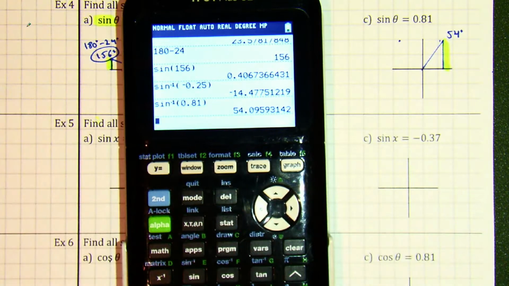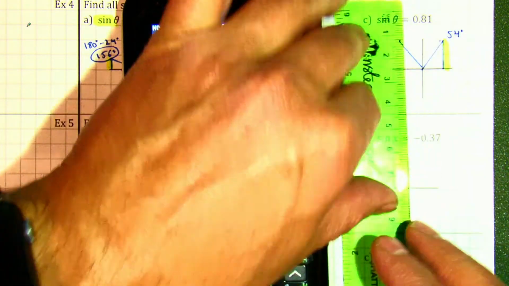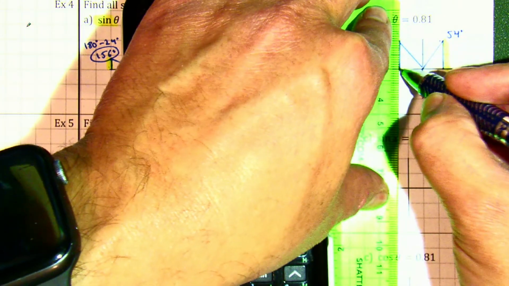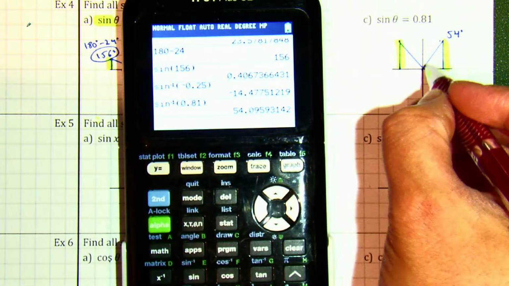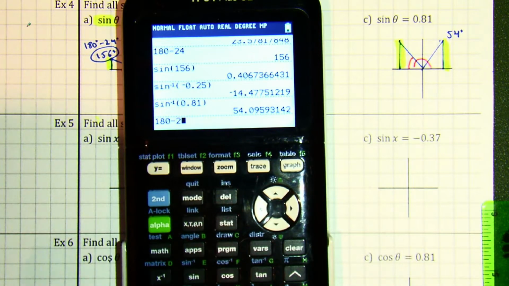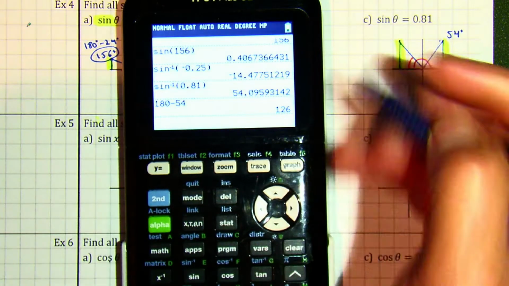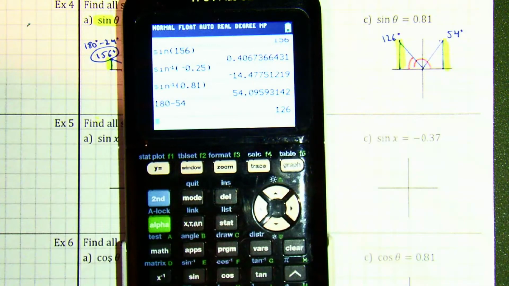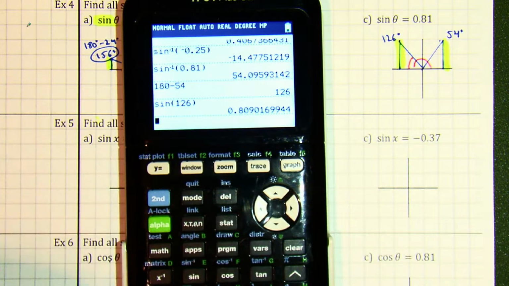Let me make my triangle. And the y value will be exactly the same. But what is the measurement? Correct. It's going to be 180 minus 54, which will be 126. And I can test it by saying the sine of 126 degrees should be 0.81. And it is.